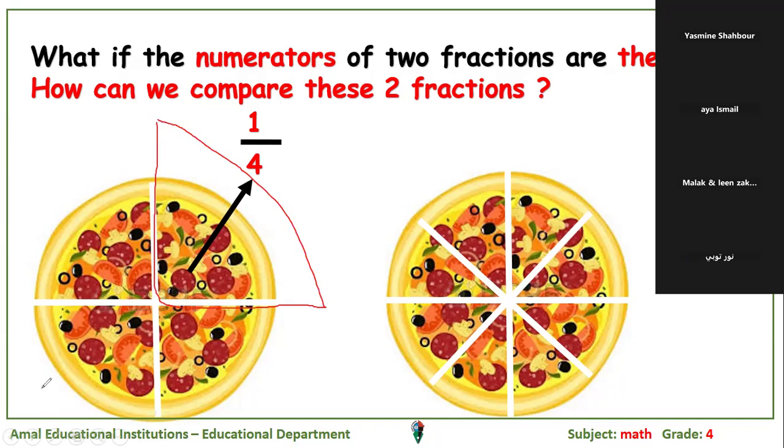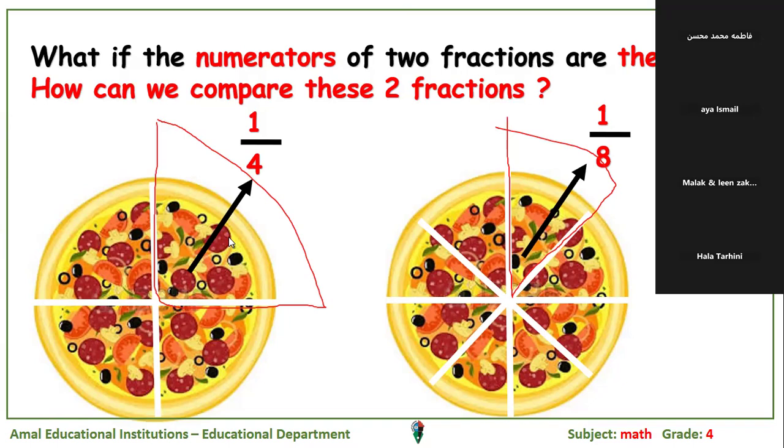Look at the second example: one piece is 1/8 because it is 1 from 8. Look at the piece here. What do you conclude? Which piece is bigger, in the first example or in the second example? Which piece has the bigger size? The first. Excellent, very nice.